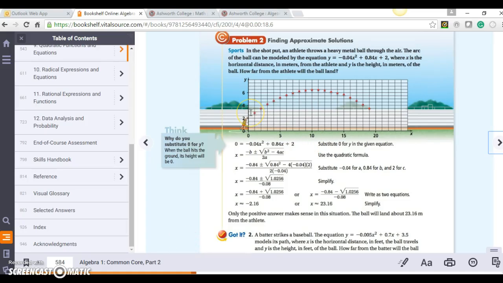Okay, we're looking at problem number 2. It says find approximate solutions. So this is where the quadratic formula really comes in handy when we have these really small numbers or numbers that we can't find the exact solution for.